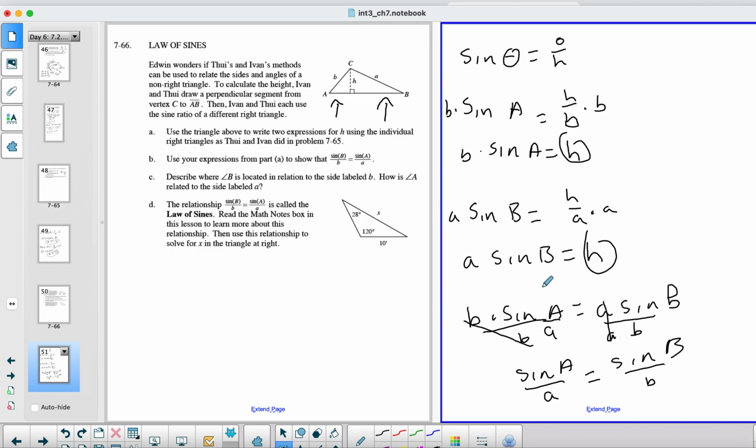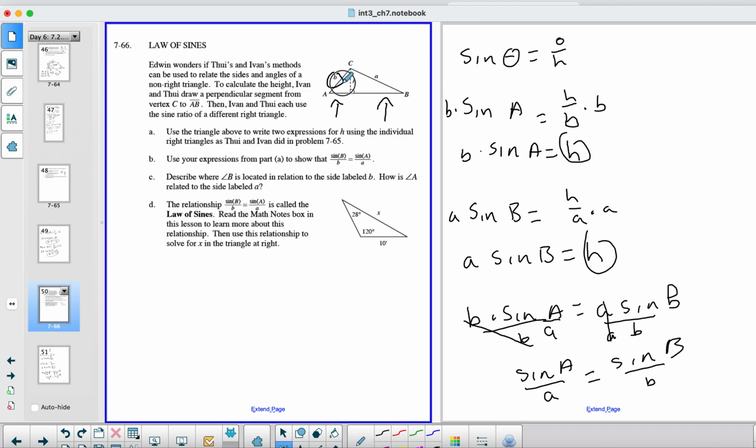And then take a look at that, you guys. Our little b is across from angle B. Our angle A is across from the side a. If we did the same thing, our angle C would be across from little side c. So this relationship's called the law of sines.